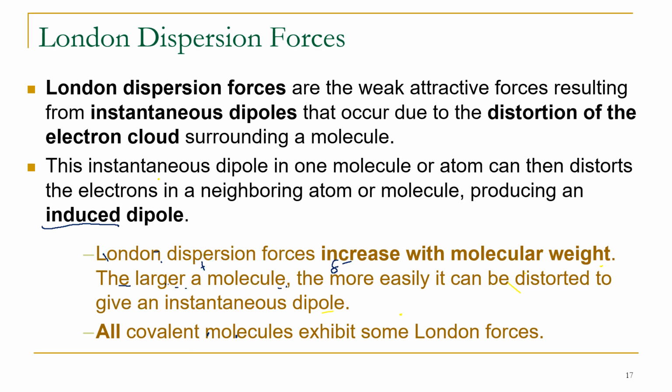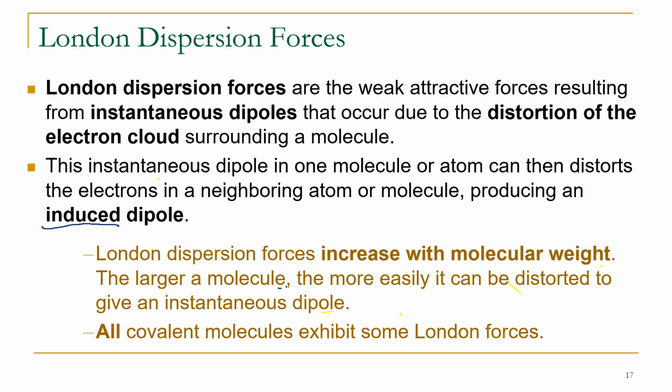Okay, so again, a couple of things to know about these London dispersion forces. The bigger the molecule that you have, the more likely that you can have dispersion forces, because you have more electrons. So the bigger the molecule is, the more electrons you have, the more likelihood that you have this kind of distortion and inducement in the next molecule. So the larger the molecule, the more easily it can be distorted.